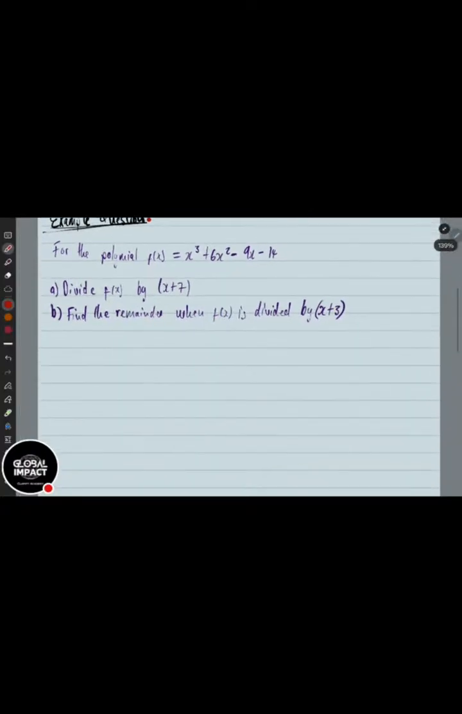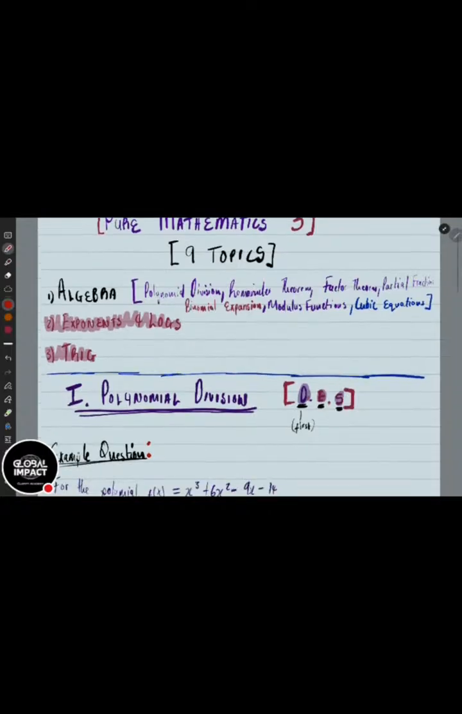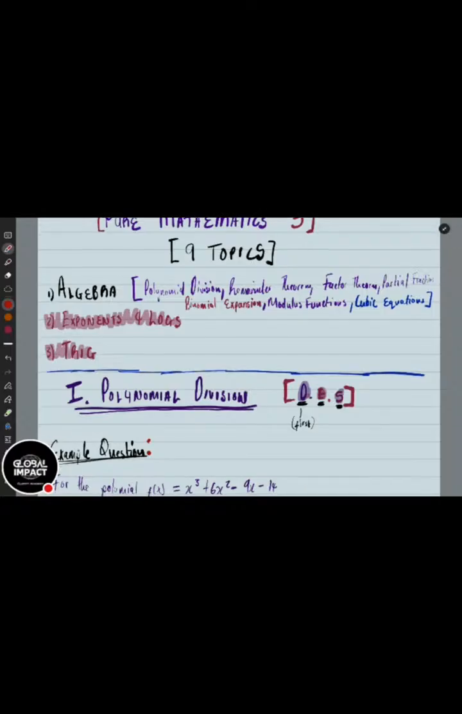For the polynomial f of x is equal to this, divide by x plus 7. We are doing solutions now. So you're saying x plus 7 is going into x cubed plus 6x squared minus 9x minus 14. Guys, these are the parts of algebra. If you know polynomial division, remainder theorem, factor theorem, partial fractions, binomial expansion, you are done with chapter 1. Then you go to the next thing. That is what the chapter is.